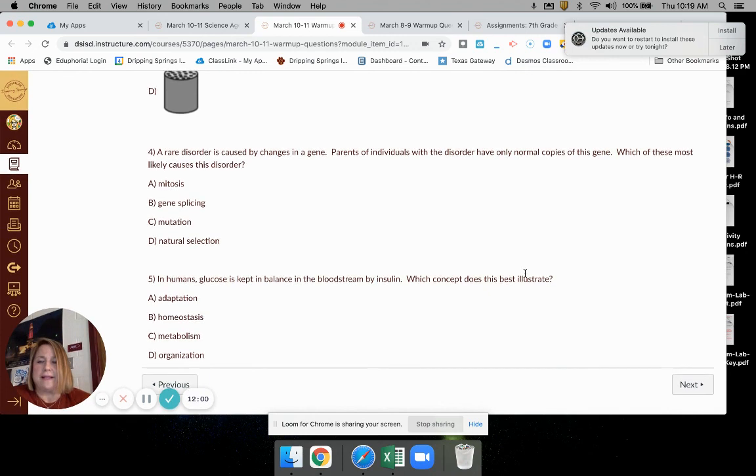And then finally, last question. In humans, glucose is kept in balance in the bloodstream by insulin. Which concept does this best illustrate? Key word here is balance. What word means internal balance? And hopefully you remember from class that that is homeostasis. Homeostasis is a state of internal balance.